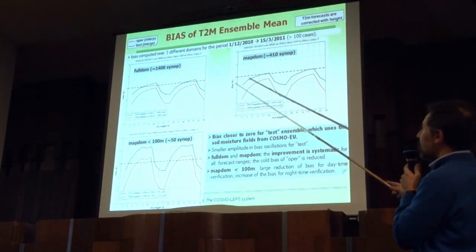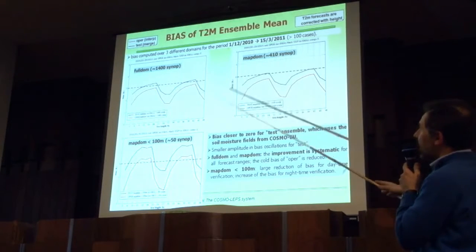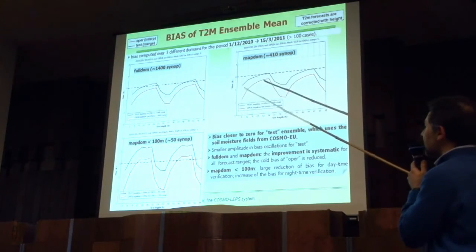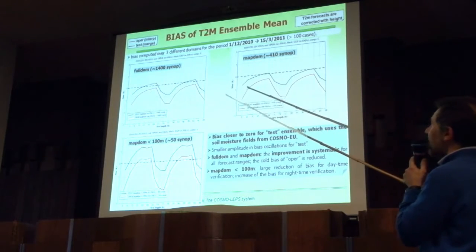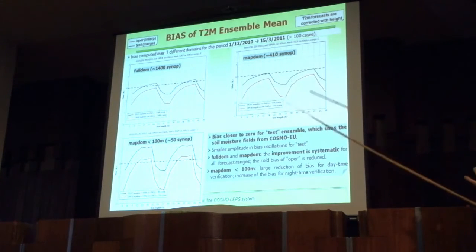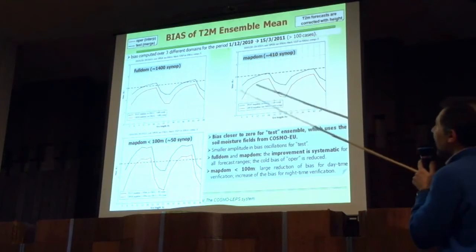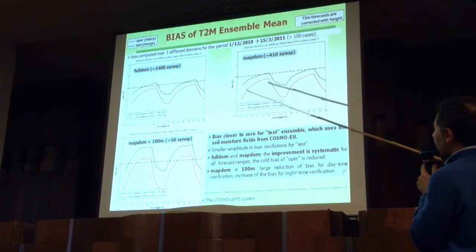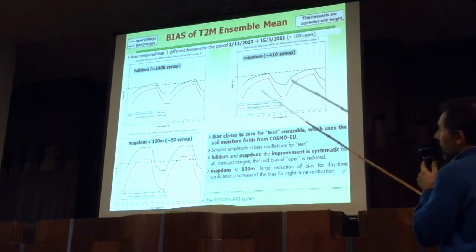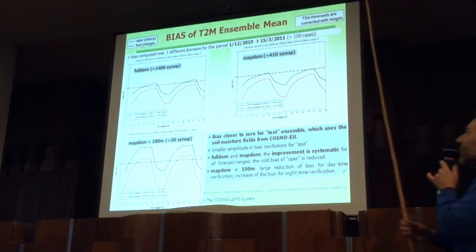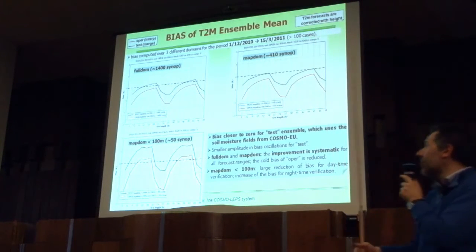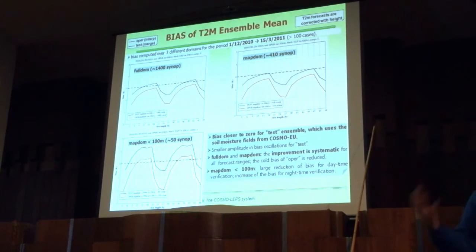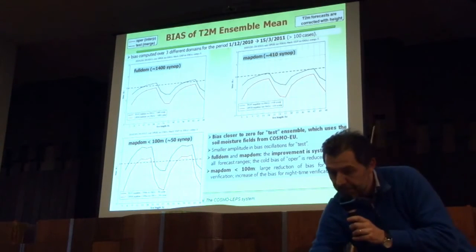Here the verification is limited to 2 days, but we can see that in the 3 cases the improvement is systematic, in the sense that you don't remove the bias, you reduce it. The cold bias is a bit reduced, and also the amplitude of the bias is a bit smaller. We didn't solve the problem of the bias of the model, but at least we tried to reduce it to some extent.